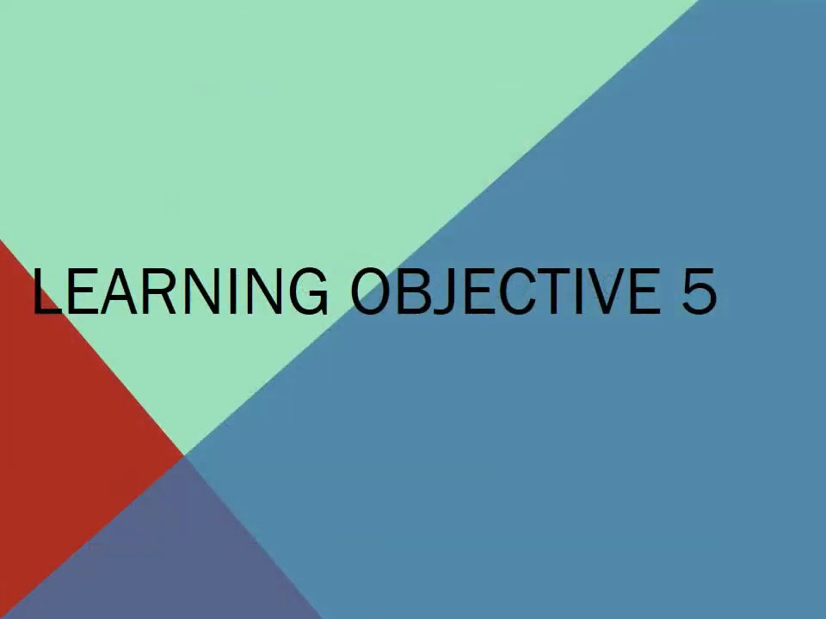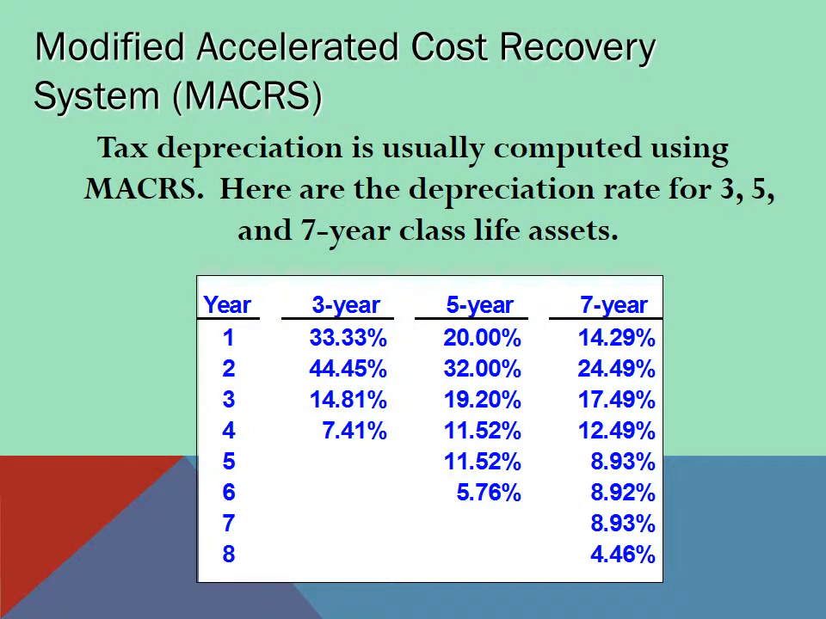Learning Objective 5. Use a Modified Accelerated Cost Recovery System to determine an asset's depreciation schedule for tax purposes. The Modified Accelerated Cost Recovery System, or MACRS, is a depreciation schedule created by the Internal Revenue Service in order to account for the depreciation of assets or investments.